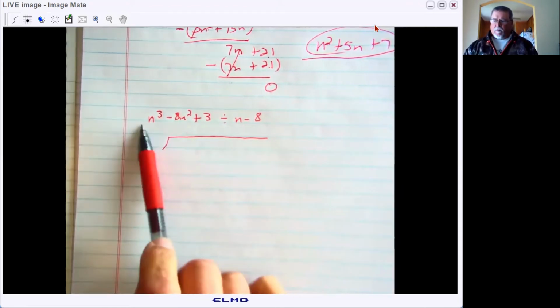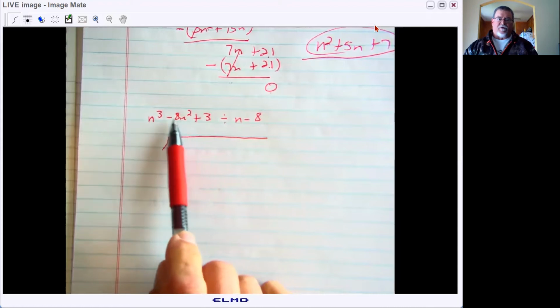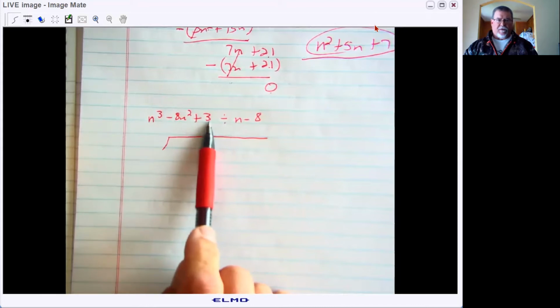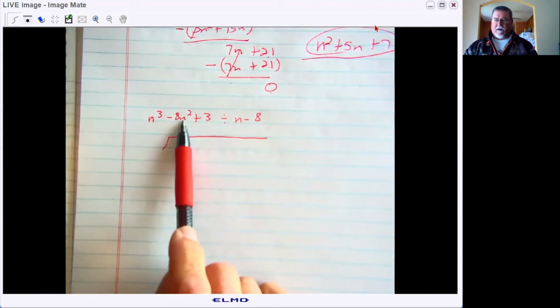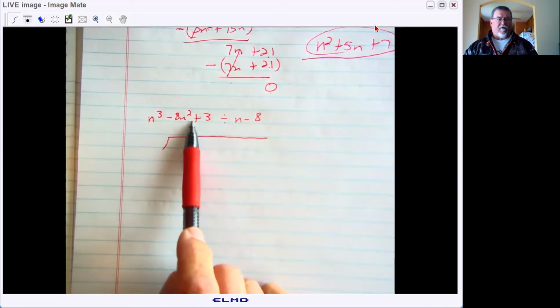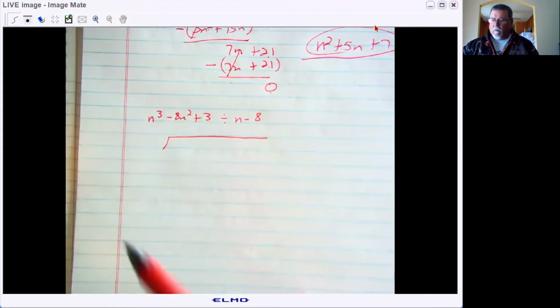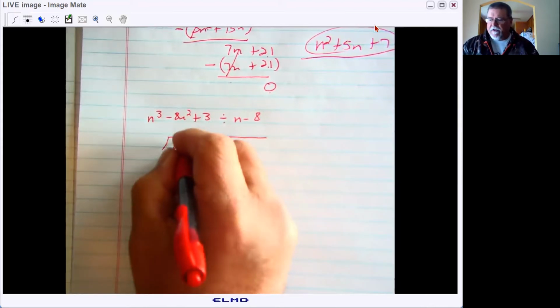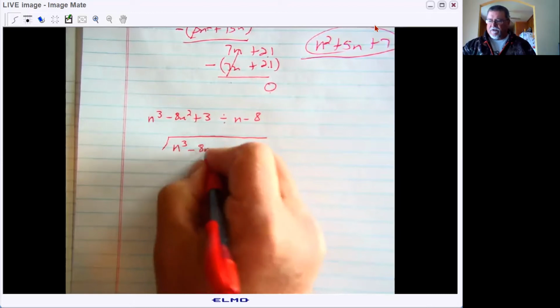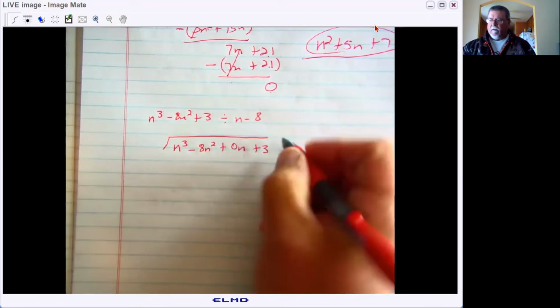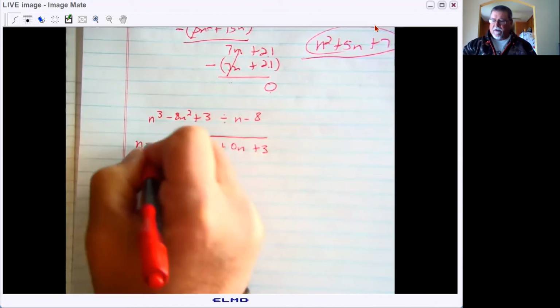Now, before we put that number in, we have to make sure that all of the exponents of n are represented. We have n cubed, we have minus 8n squared. We do not have a linear term, okay? There is no n with no visible exponent, all right? There is no n to the first power. So when I put this underneath, I'm going to put n cubed minus 8n squared plus 0n plus 3, and then all that's going to be divided by n minus 8.